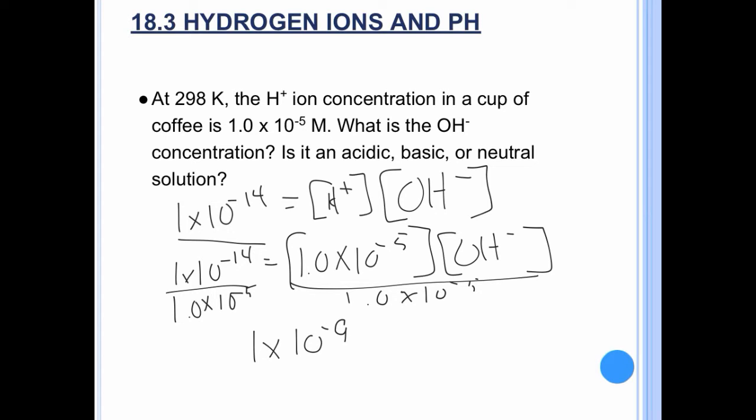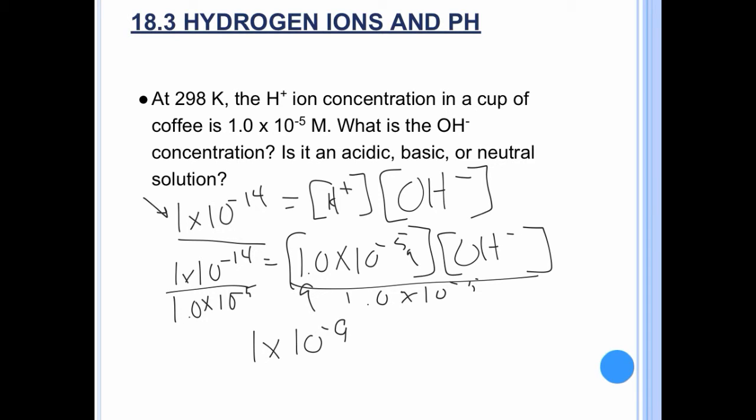And just as a quick hint, if you've got 1 times 10 to the negative 14th and then you've got 1 times 10 to the anything on the other side, you can just find the difference between the exponent of the concentration you have and 14, so in this case 9, and that will be the exponent of the other concentration.